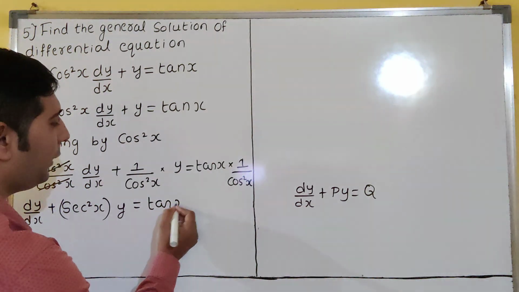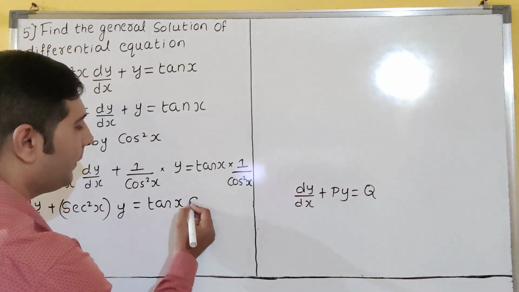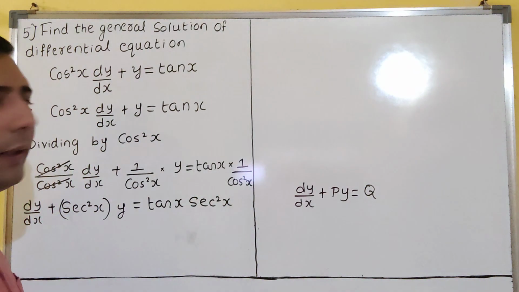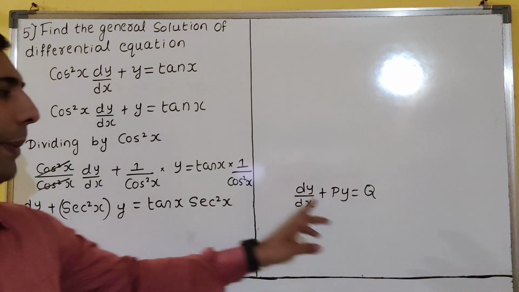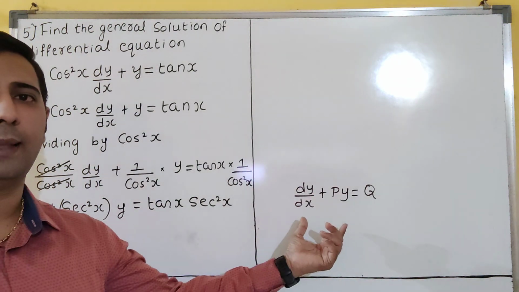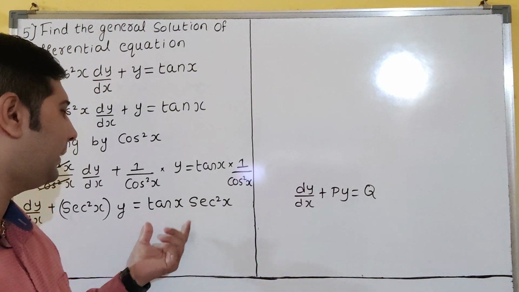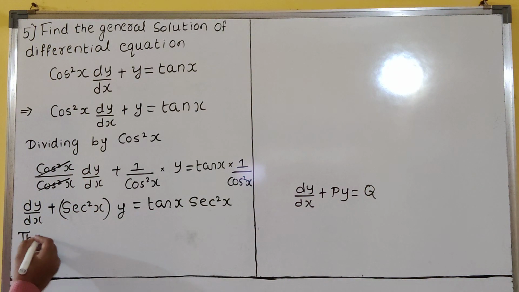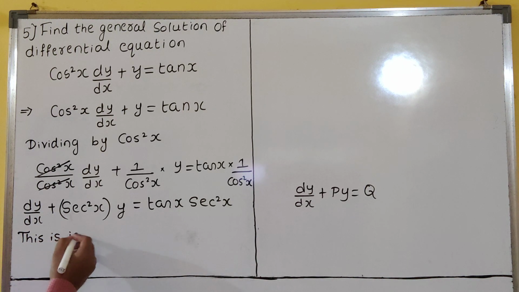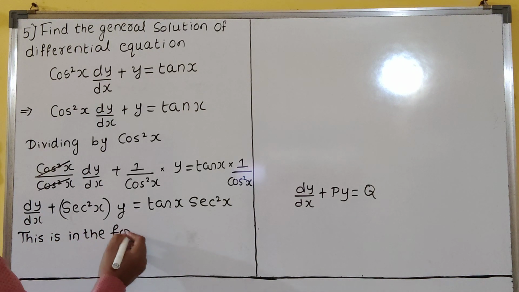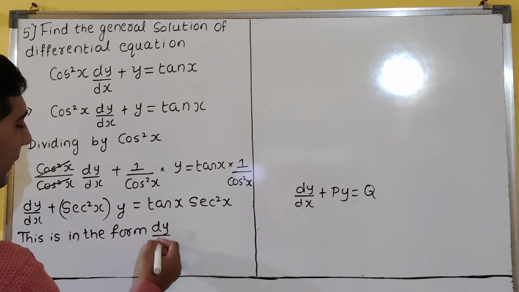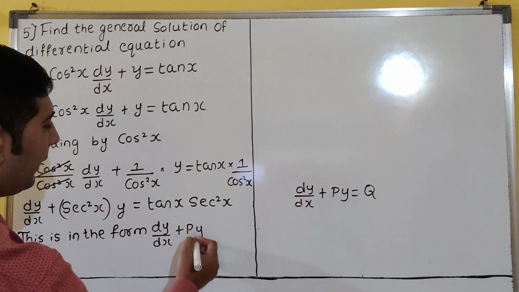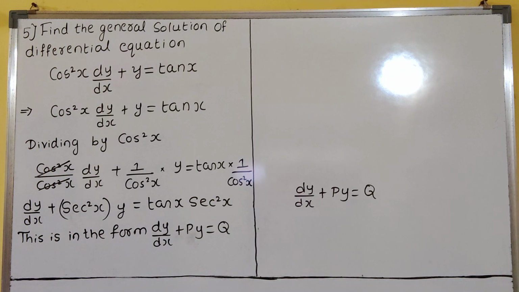So tan x into 1 by cos square, what does it become? It becomes sec square x. Did you understand? So now you compare this. It looks the same as this, yes or no? This is looking like this only when you compare. So now you can write this in the form dy by dx plus py is equal to q. Correct?